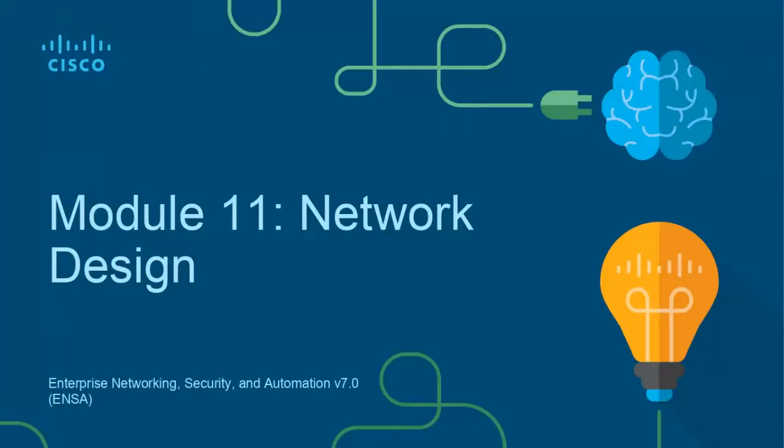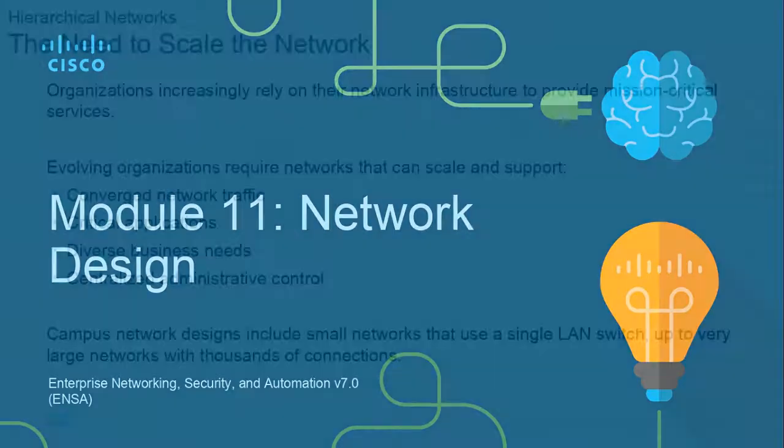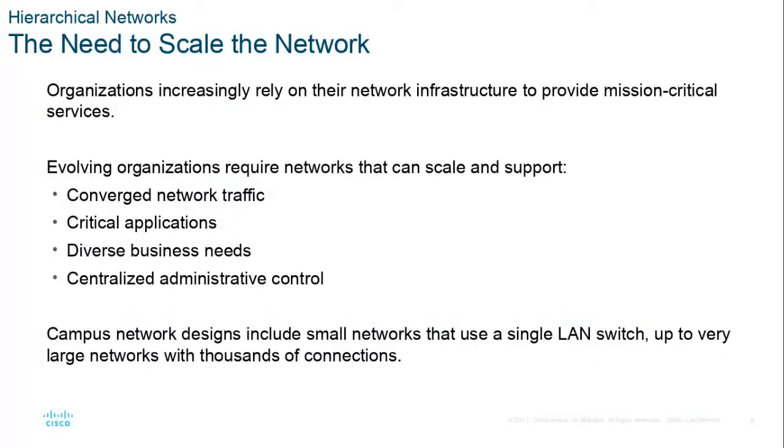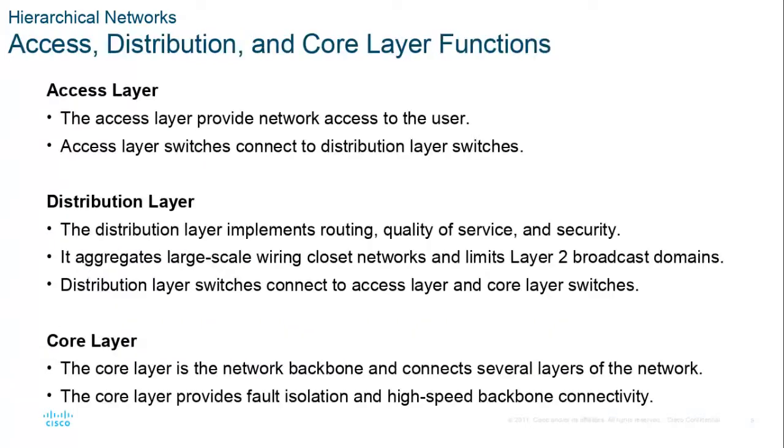Okay, so here we are, the official Chapter 11, Module 11 network design. And I'm going to skip to, let me click in here and skip. I want to go to, here we go. Here's the official stuff about access, distribution, and core layer. So access layers provide the network access to the users, the end devices.